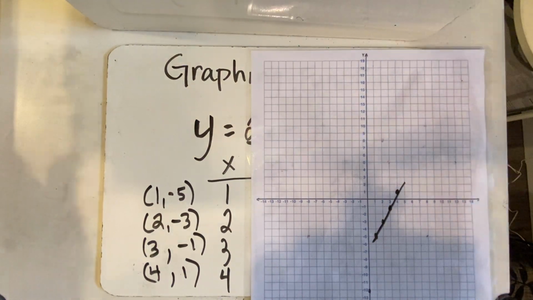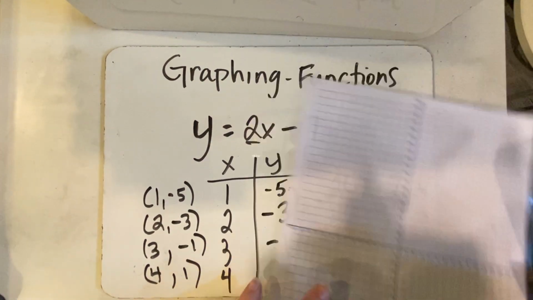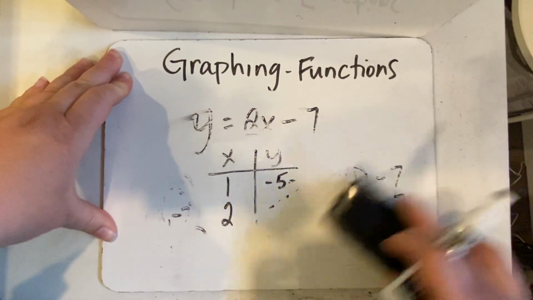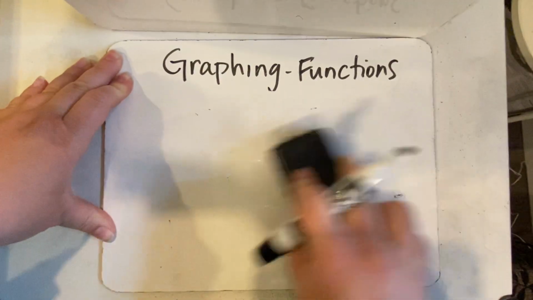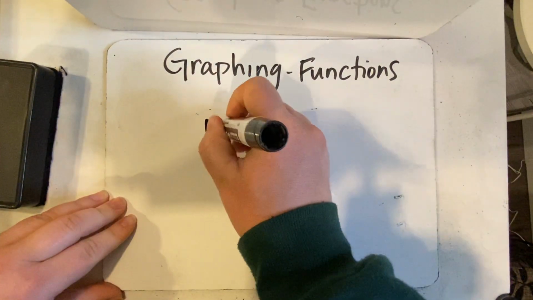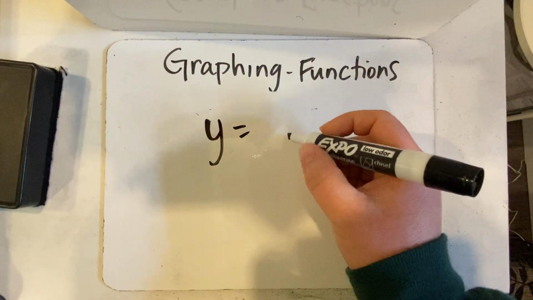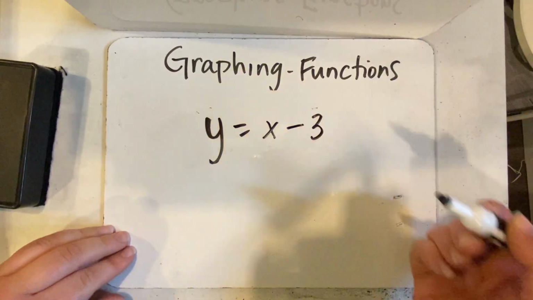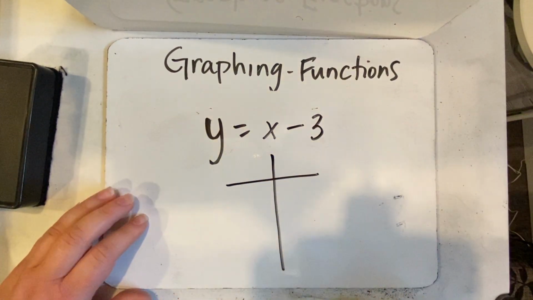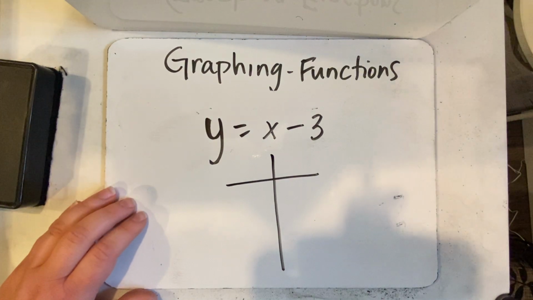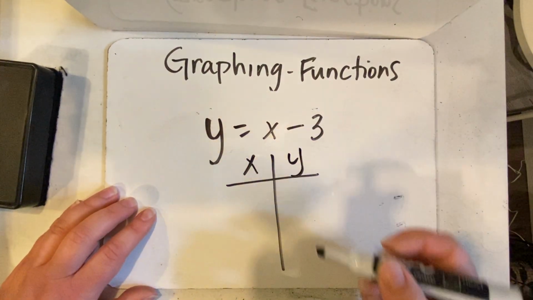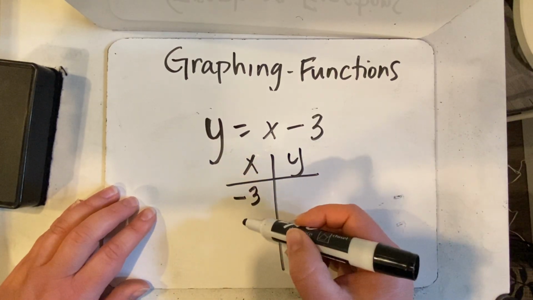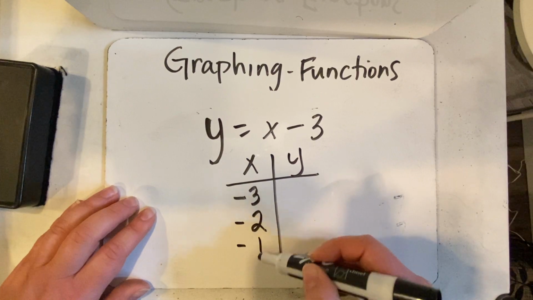Okay, I'll do one more example just to make sure that it's really clear. And we'll try and get into some other quadrants. So let's say we have y is equal to x minus 3. And let's get ourselves into different quadrants. So let's say we have our x and y values, and now we can try different things. So we can have x is equal to -3, -2, -1, and 0.